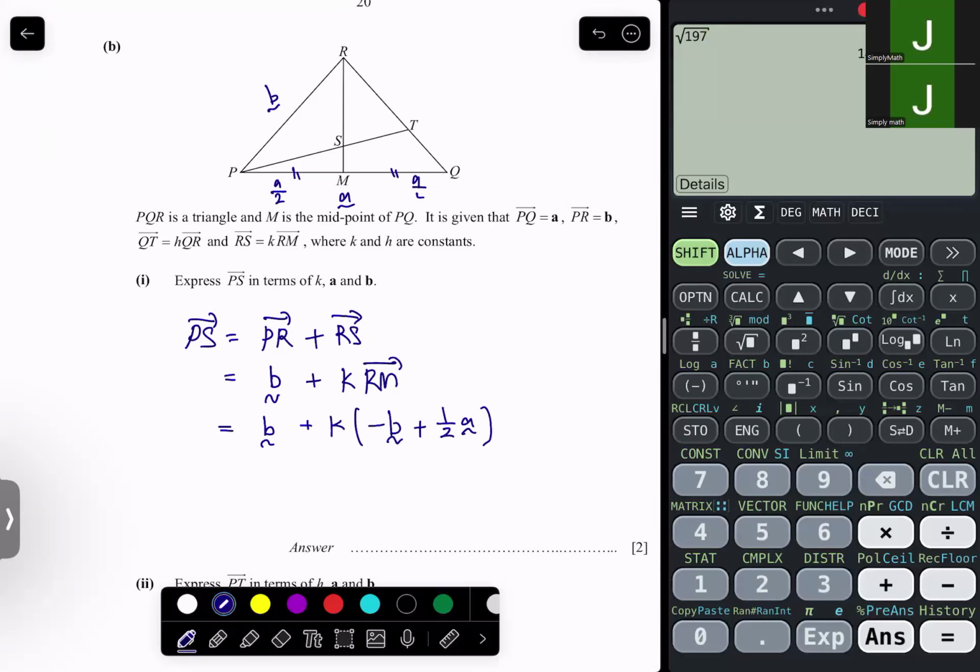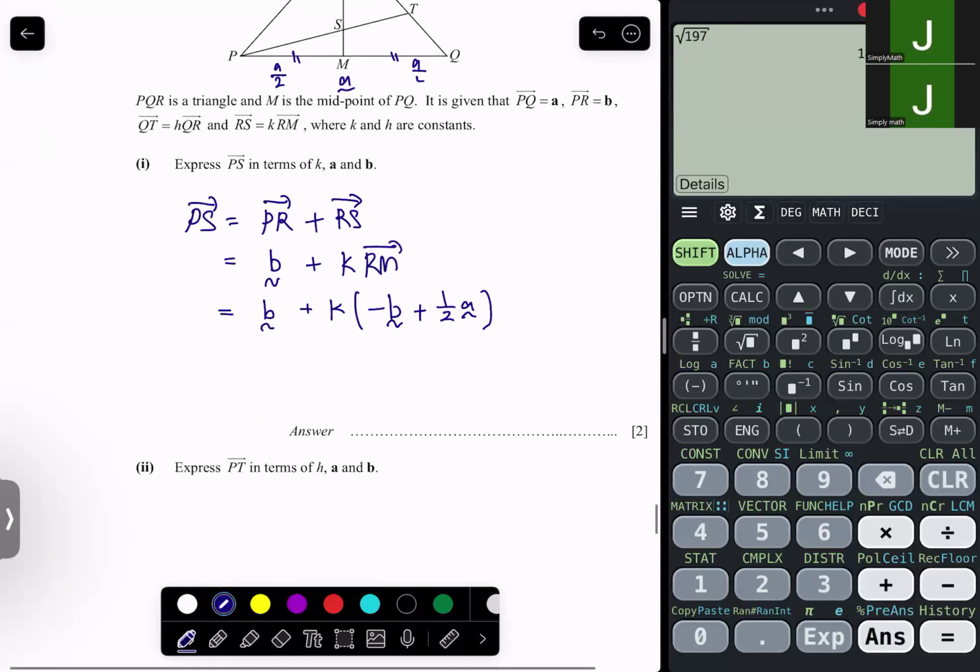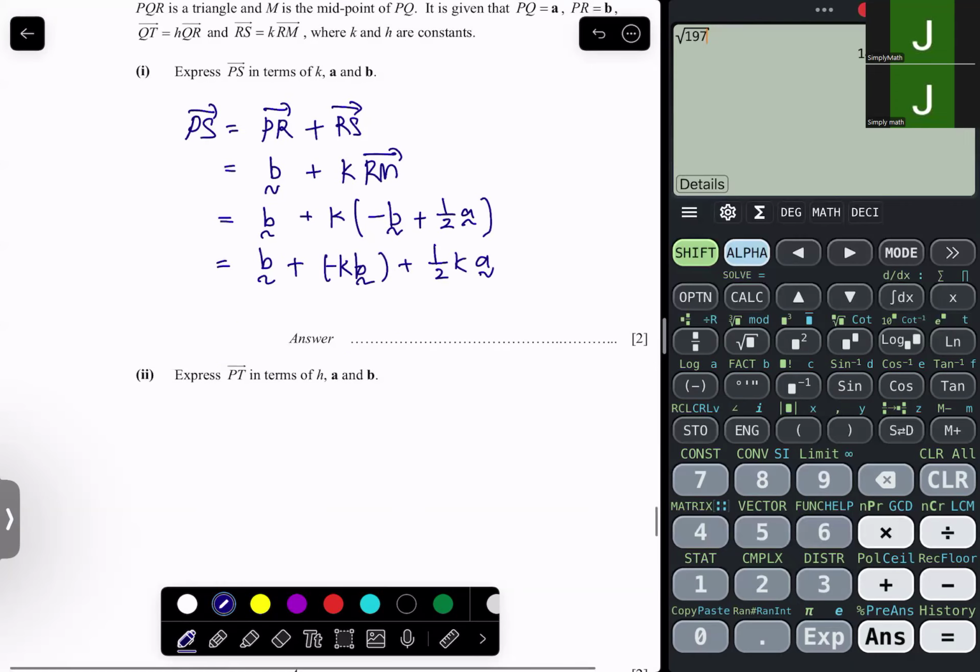Now, K times of RM. So that will be B plus K negative KB plus half A, right? So then we group up the vectors B. So B bracket 1 minus K, and plus half K A.